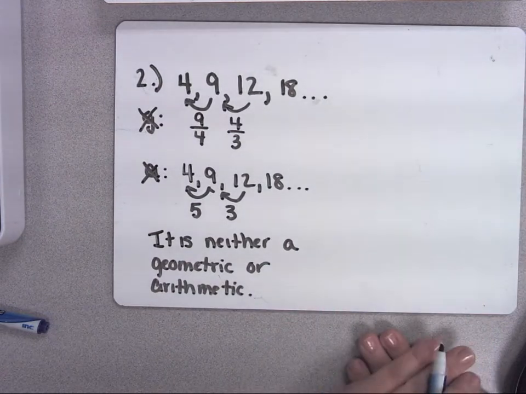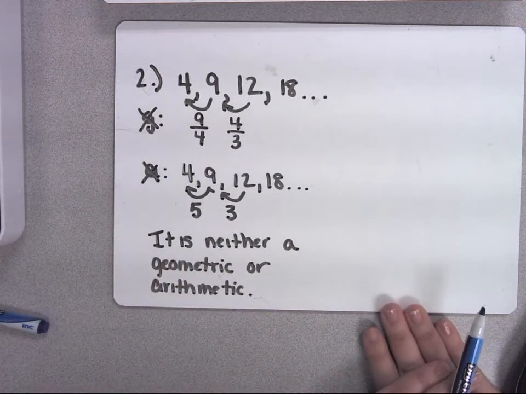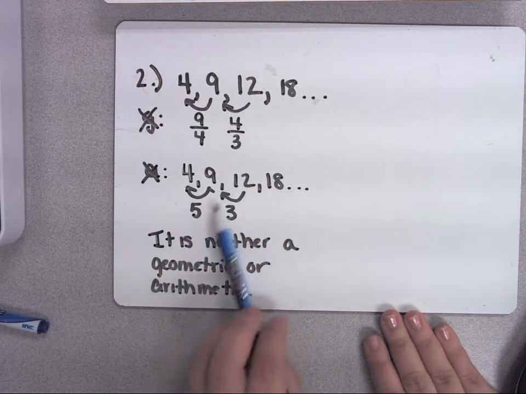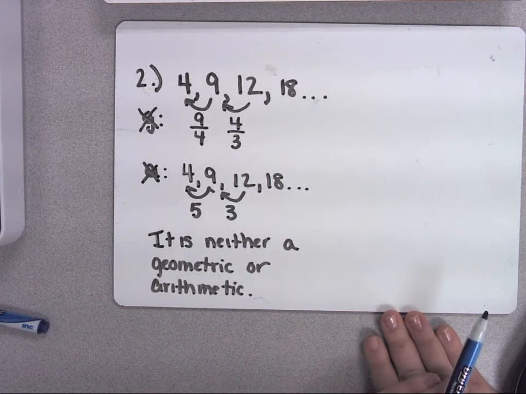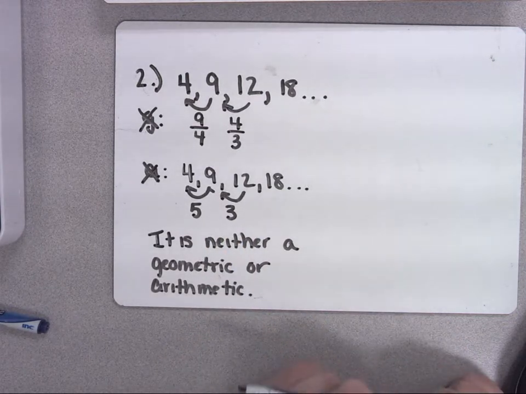It is neither geometric nor arithmetic. Again, this is my explanation. I'm showing my work. So if you can't show your work, how would I explain this in words if I had to type a sentence? How would you explain that geometric didn't work or that arithmetic didn't work?